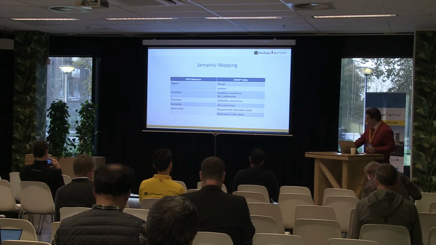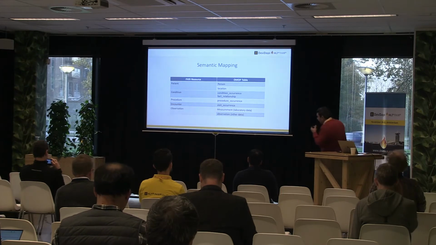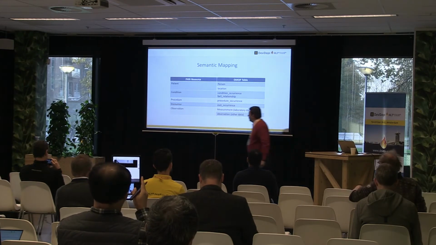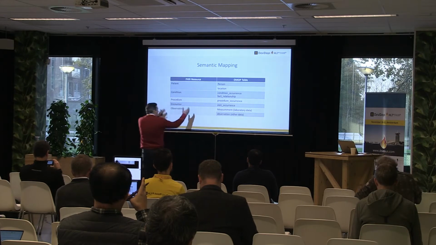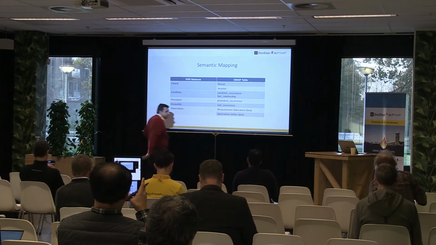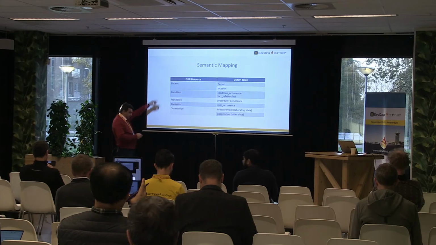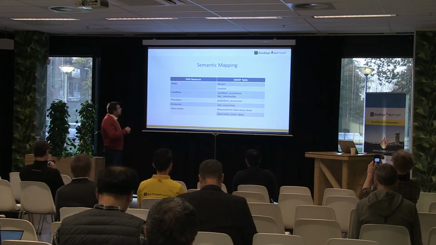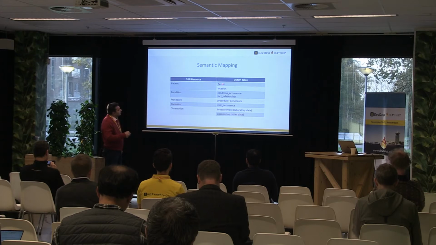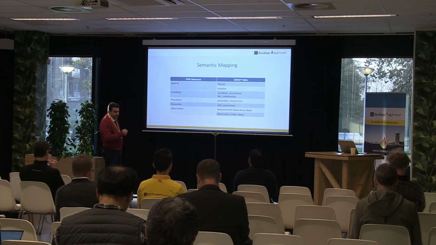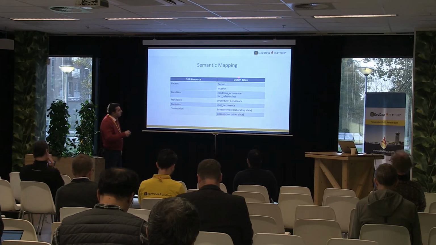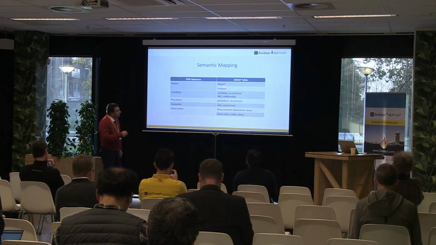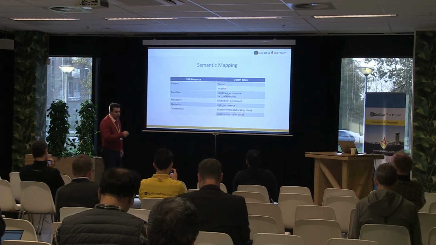But semantic mapping, what do we want to do? We want to convert these resources in FHIR to OMOP tables. The first one is patient. Patient is converted to person and location. In the patient resource, we have an address element. But in OMOP, we don't have any field for address. We have to use the location table for this purpose.